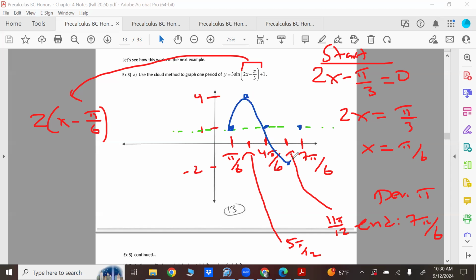Notice I'm being incredibly consistent with my approach. I'm not like, oh, let's just try this or try that. No. Figure out where you start, figure out where you end, partition, use the vertical changes to do the graph. Boom, boom, boom. You got it, right? So you have a chance to practice this in the homework.